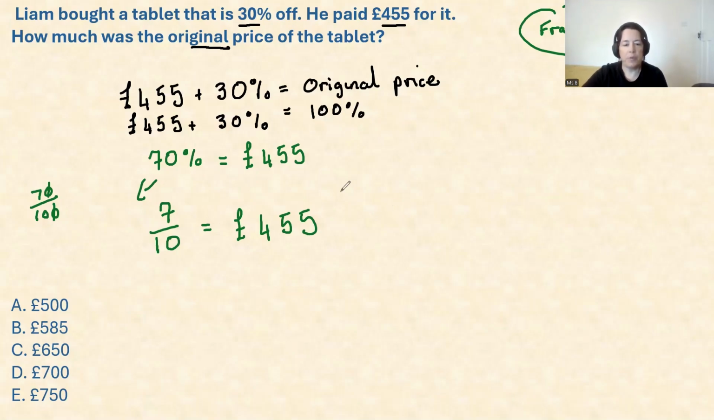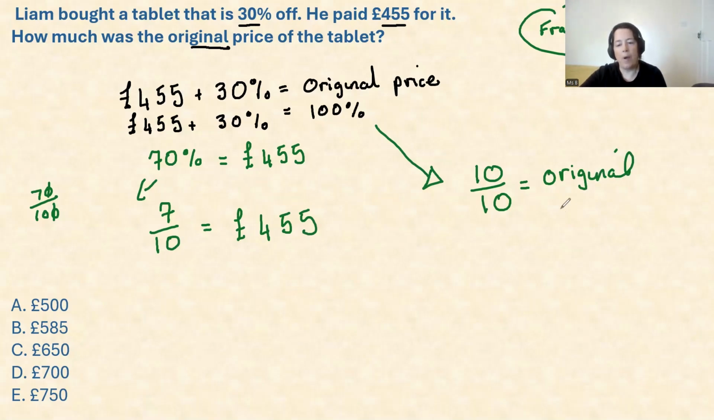As a fraction, 100% in this case is going to be, can you guess? It's going to be 10/10. So we have to find out what 10/10 is, because 10/10 is the original price. What do we know? We know that 7/10 is £455. Well, if we get 1/10 and then multiply our 1/10 by 10, we will have our original price.